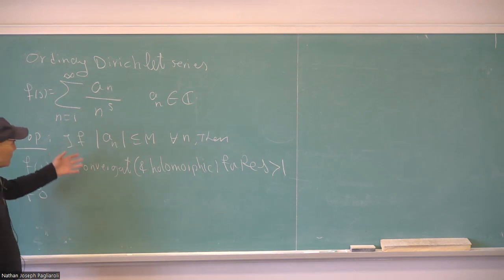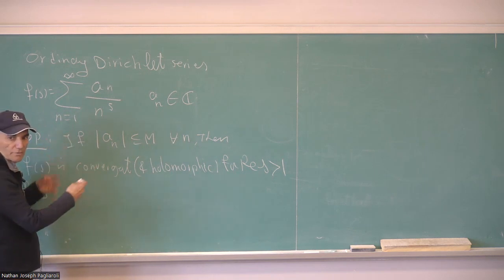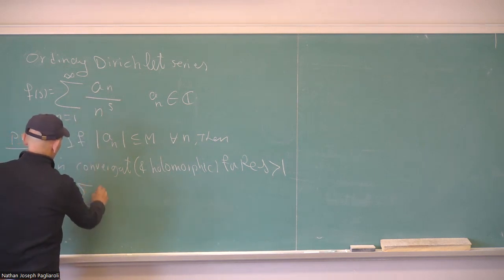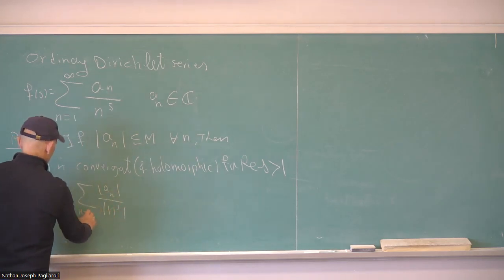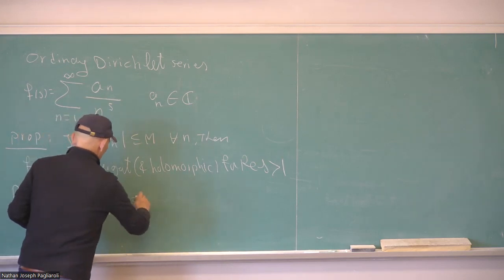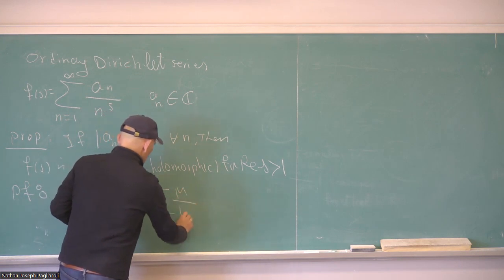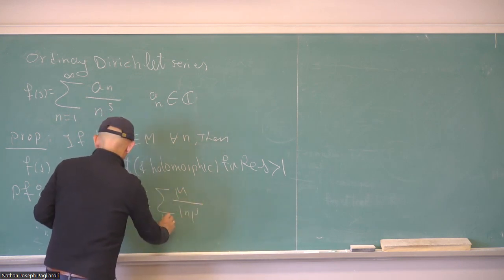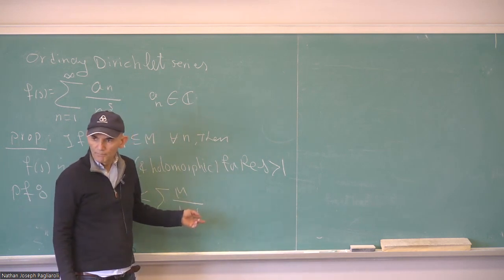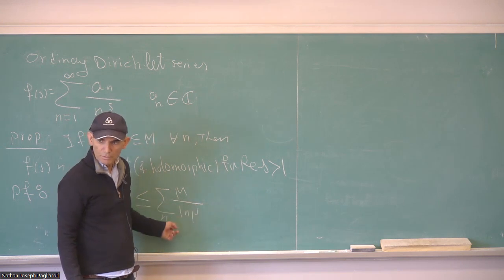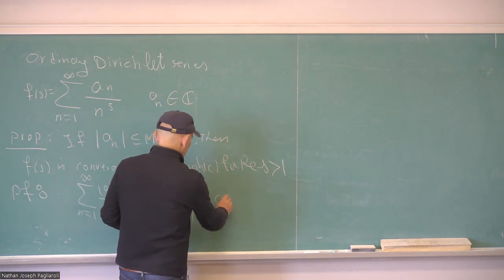Well, to see that, you just use absolute values. It's just the sum of the absolute value of a_n over n to the s. This is less than or equal to the sum with M as the bound. And we know that this is, of course, convergent for real part of s bigger than 1. This is like the estimate they use for zeta functions and all that. So this is convergent.